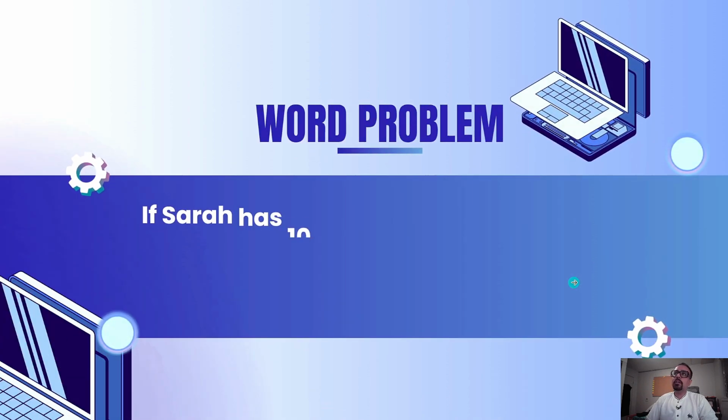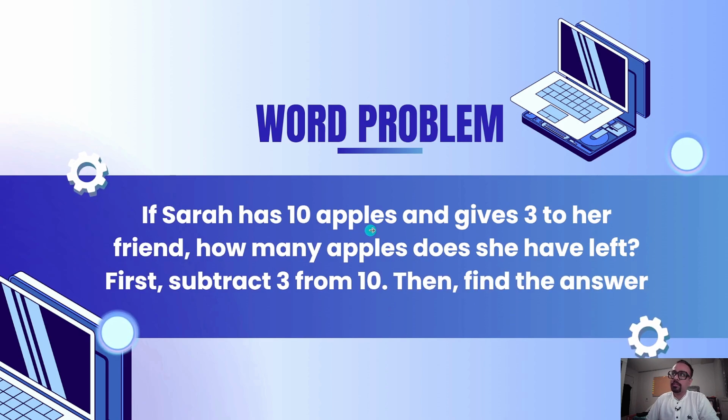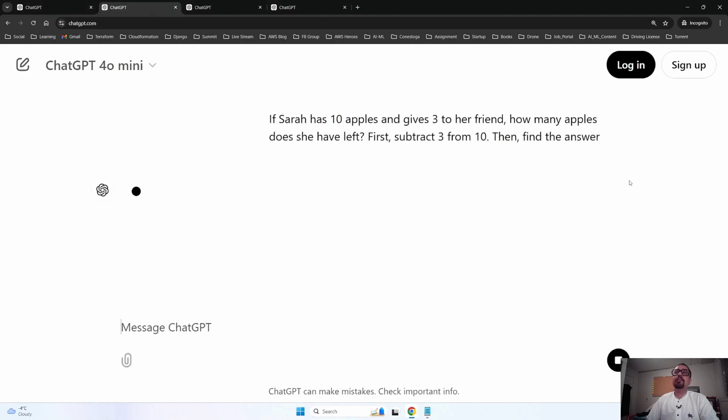So the next prompt is a word problem. What we are saying here is, if Sarah has 10 apples and gives 3 to her friend, how many apples does she have left? So this is the question, and now we are giving the COT prompt where we are saying, first subtract 3 from 10, then find the answer. So there is a chain of thoughts that we are passing over here. First subtract 3 from 10, then find the answer. Now let's see, if we provide the prompt in this manner, how ChatGPT replies.